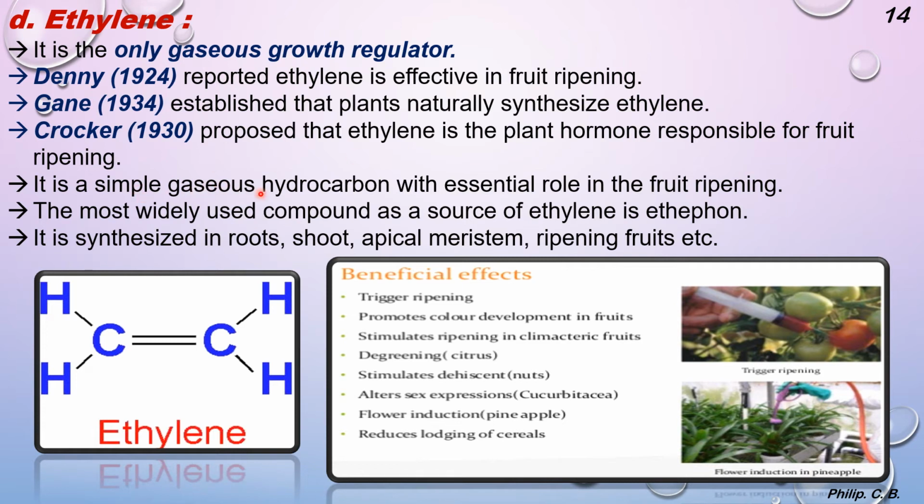It is a simple gaseous hydrocarbon with essential role in fruit ripening. The most widely used compound as a source of ethylene is ethephon. It is synthesized in roots, shoot, apical meristem, ripening fruits, etc. So here you can see the structural image of ethylene, CH2 double bond CH2. Beneficial effects.